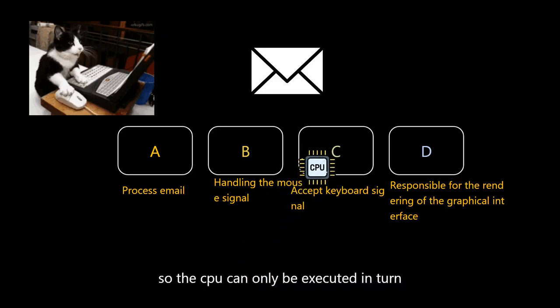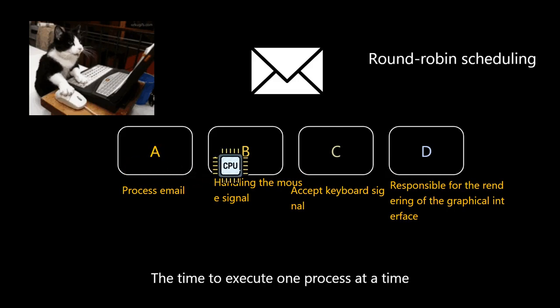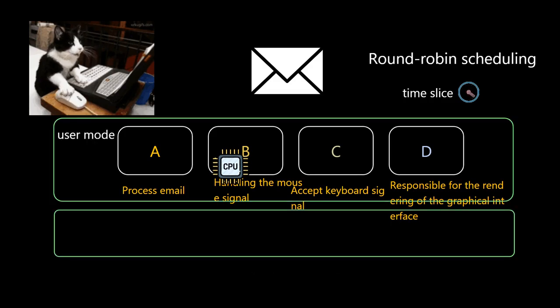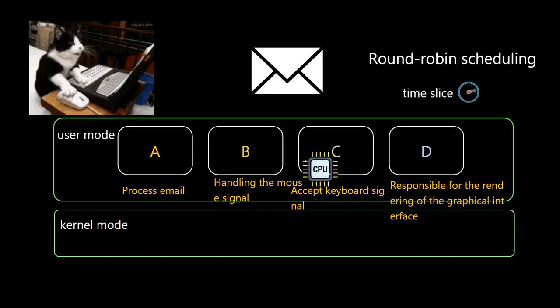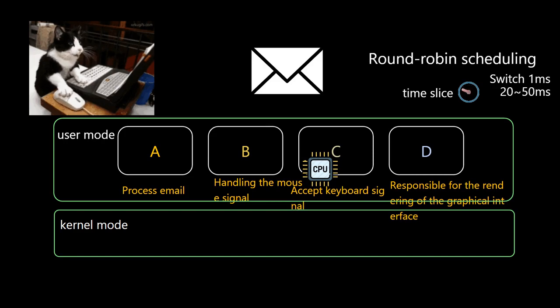So the CPU can only execute them in turn, which is called round-robin scheduling. The time to execute one process at a time is called a time slice. The time slice cannot be too short because the process switching needs to be processed from user mode to kernel mode and then back to user mode. It takes about 1 millisecond, but it cannot be too long either. Therefore, the time slice is usually between 20 milliseconds and 50 milliseconds.